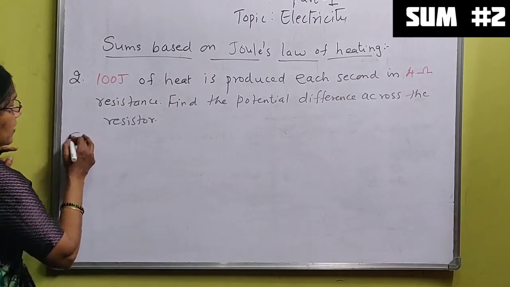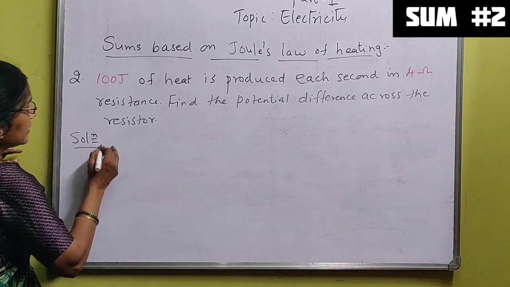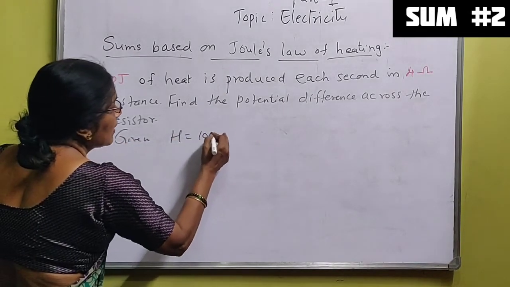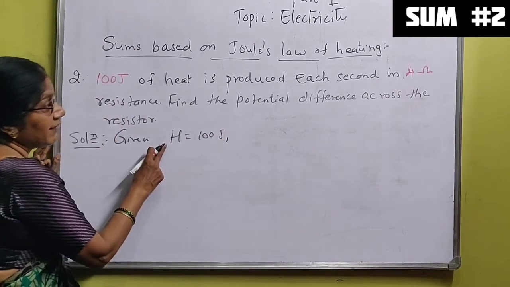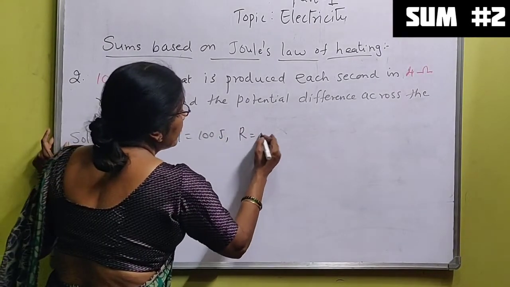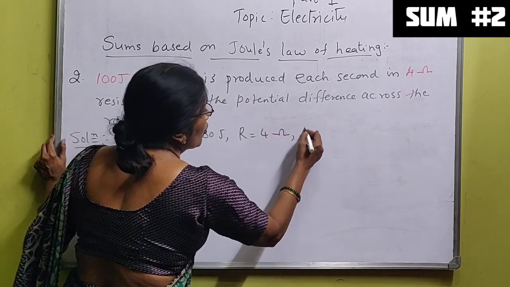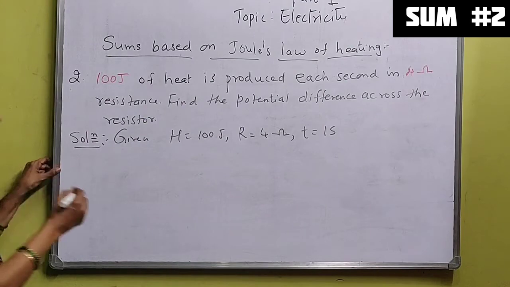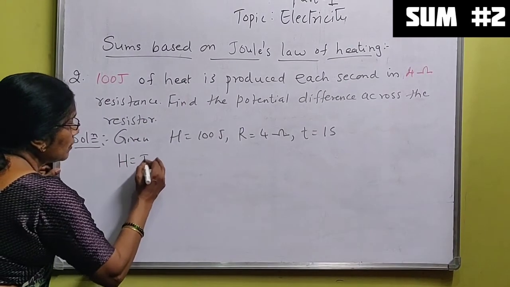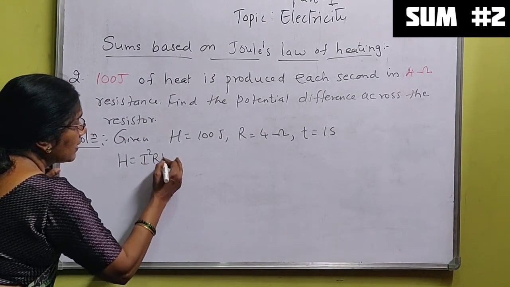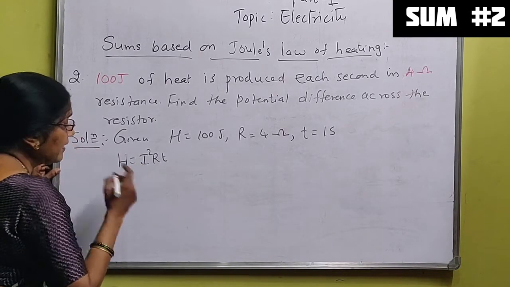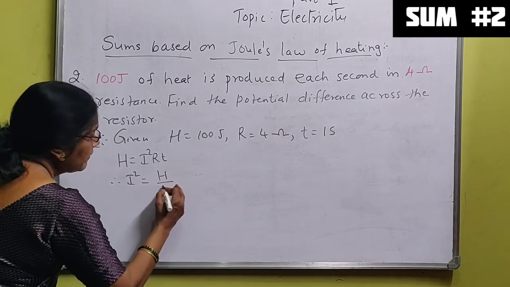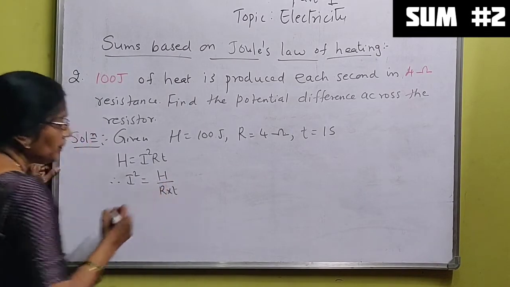So let us first write down what is given. H is equal to 100 joules. So the heat is given. Then resistance is given, R is equal to 4 ohms, and the time taken is 1 second. Using the equation H is equal to I square R T, I square is equal to H divided by R into T.